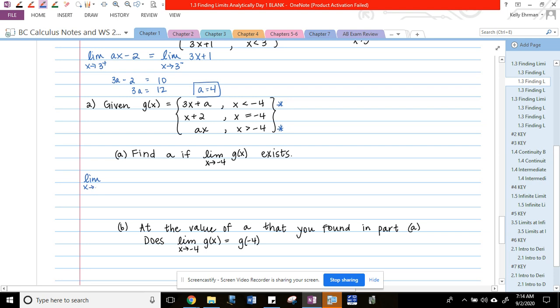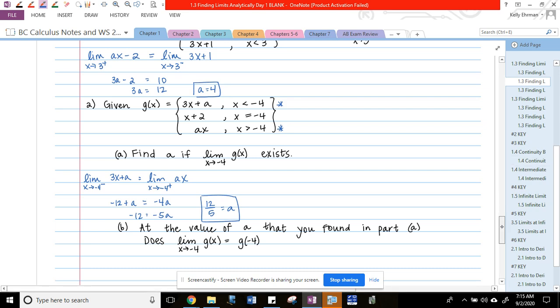Limit as x approaches negative 4 from the left of 3x plus a has to equal the limit as x approaches negative 4 from the right of ax. And then from this point, we can use direct substitution, plug in negative 4 for x. So that would give me negative 12 plus a equals negative 4a. I can solve for a. I'm getting 12 over 5. All right, so that's my value of a.